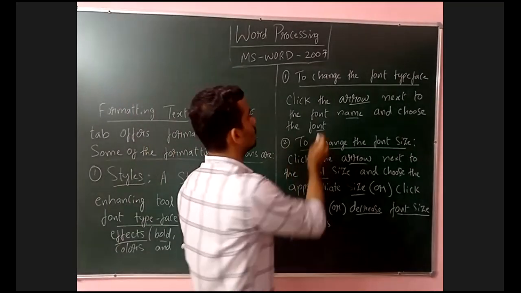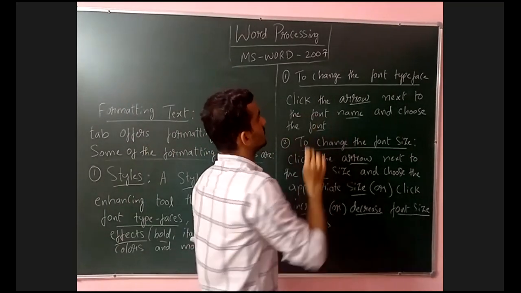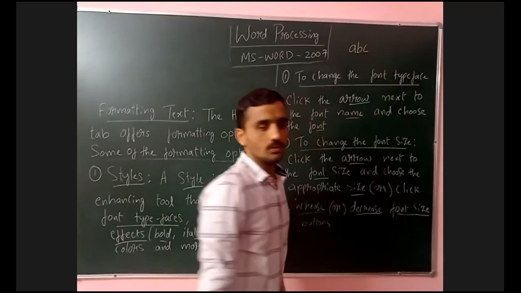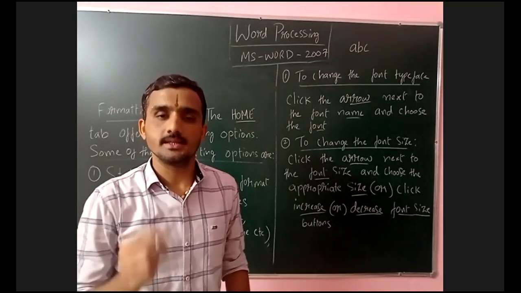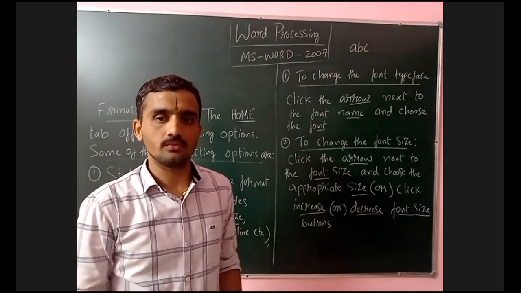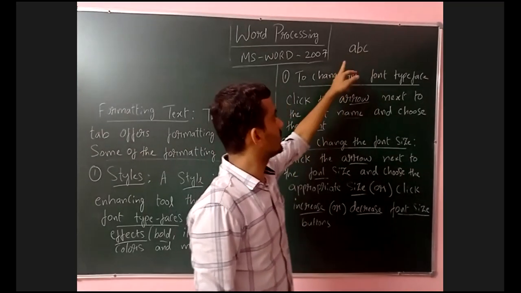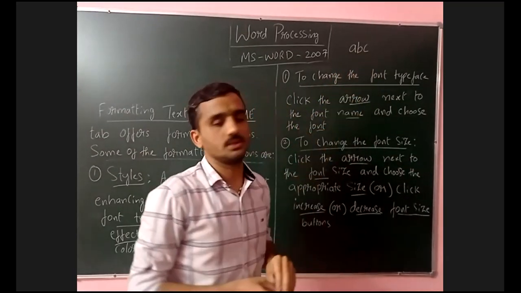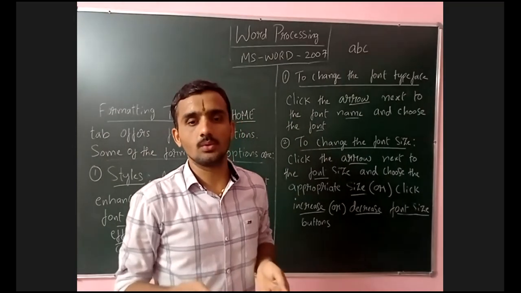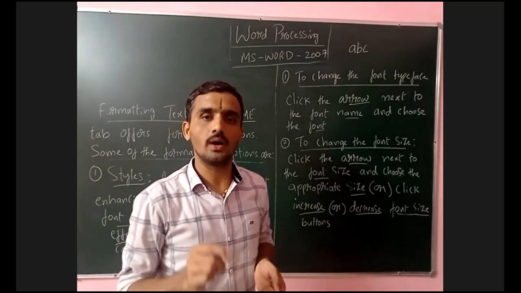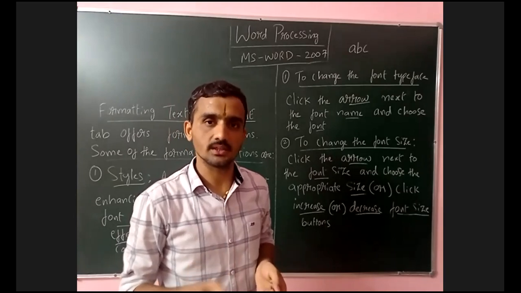For example, if I want to apply this option, let me consider I have typed the text ABC. If I type the text ABC, a single letter or a word or a paragraph, we have to select this text first. So once you select the text, then you can apply this option. I already said how to select the text with the help of mouse or with the help of keyboard. Once you highlight the text, highlight is nothing but selecting the text, we can apply this option.